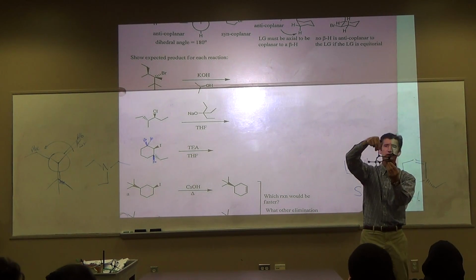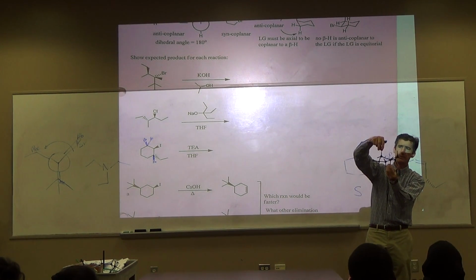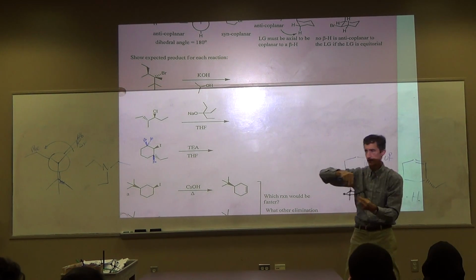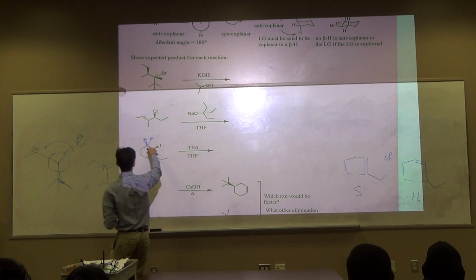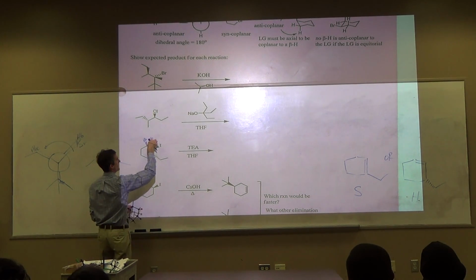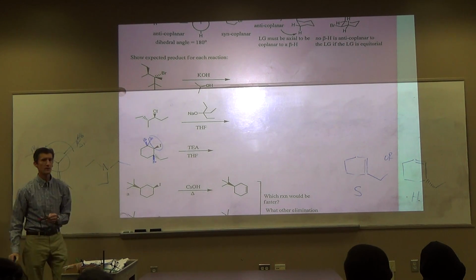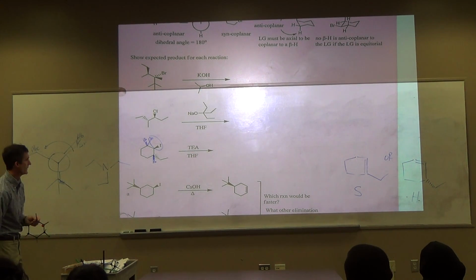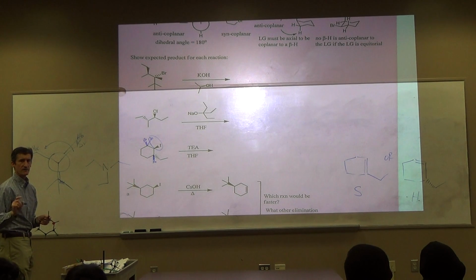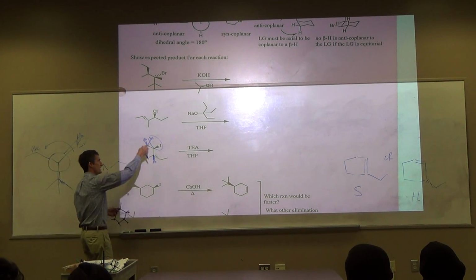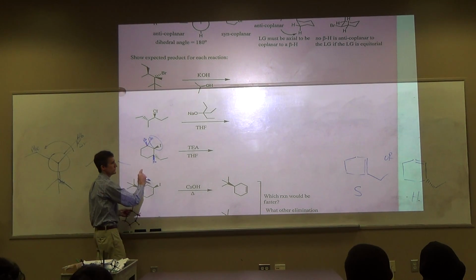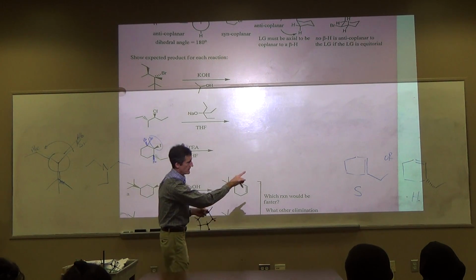Now, are they cis or trans? If this iodine is straight up and this H is straight down, they're trans, right? Yeah. Which one over here is trans? That one. You're going to eliminate these two. Those are the two that can be anticoplanar. And that's the driving force here. That elimination requirement is going to beat out the other one.